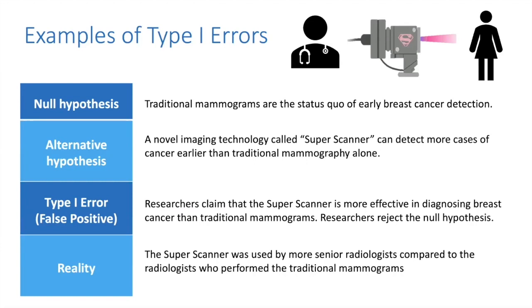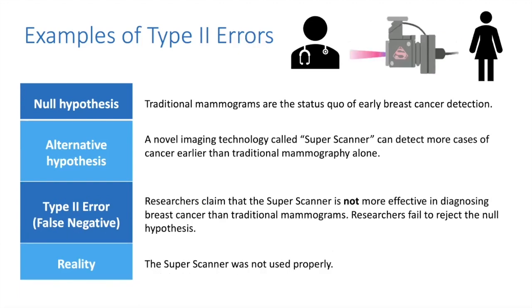When interpreting the results, a type 1 error occurred. Researchers claimed that the superscanner is more effective in diagnosing breast cancer than traditional mammograms. Researchers reject the null hypothesis. However, in reality, the superscanner was used by more senior radiologists compared to the radiologist who performed the traditional mammograms. Therefore, the superscanner was actually not more effective at imaging, leading to a type 1 error or false positive conclusion.